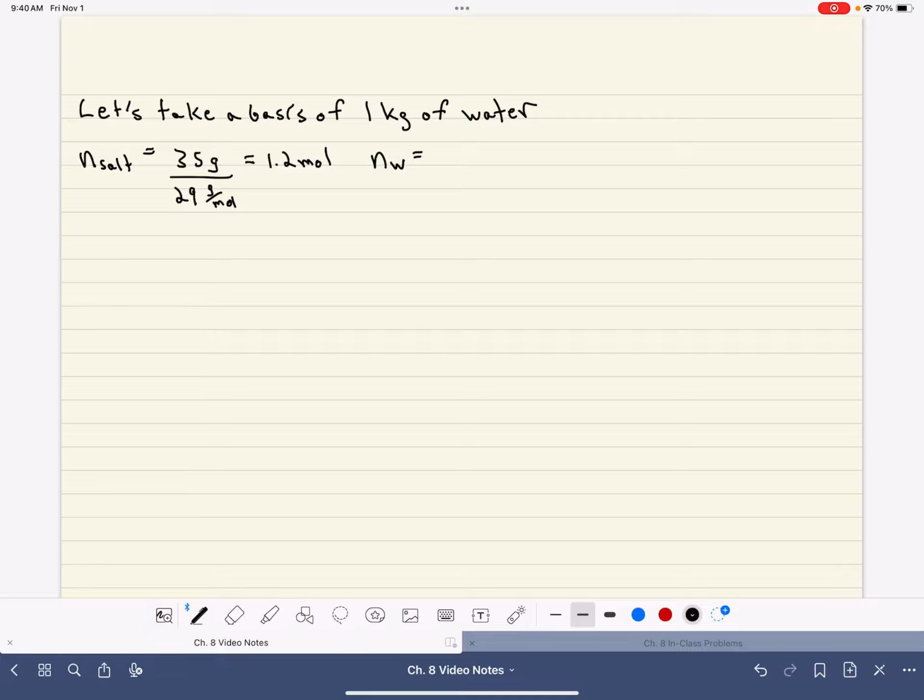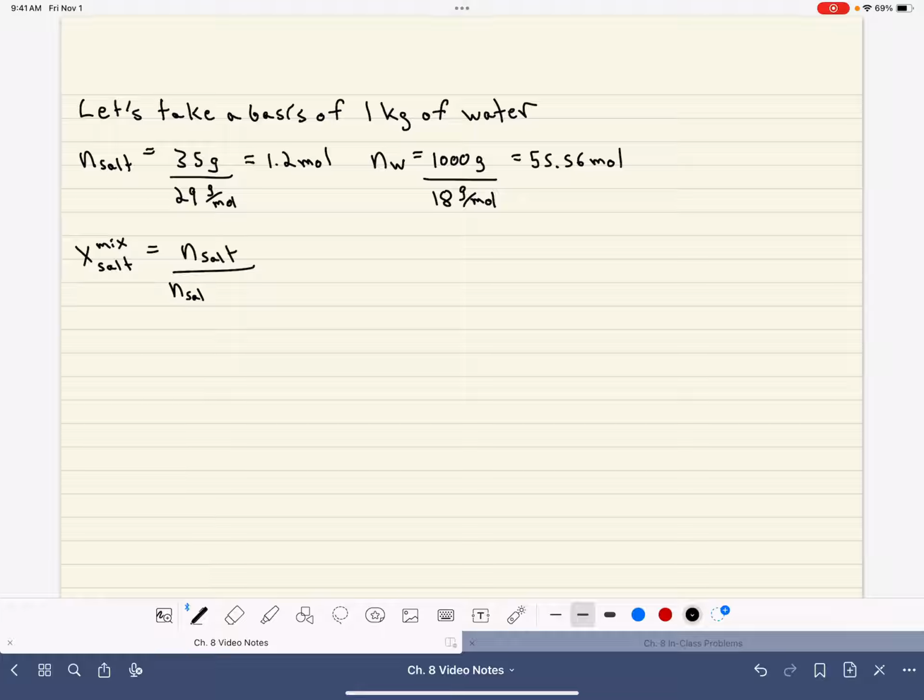We now need the moles of water. So we have 1 kilogram, which is 1,000 grams. Molar mass of water is 18. That means we're dealing with 55.56 moles. So the mole fraction of salt that we're dealing with in our mixture, which is N salt divided by N salt plus N water, that's going to be 0.0211. So about 2 mole percent.